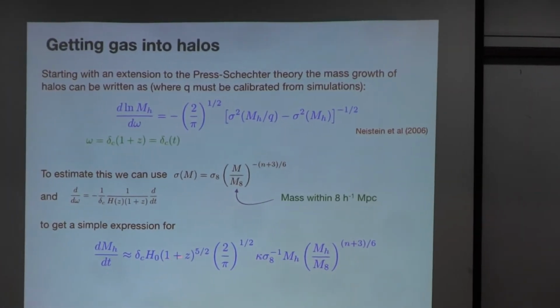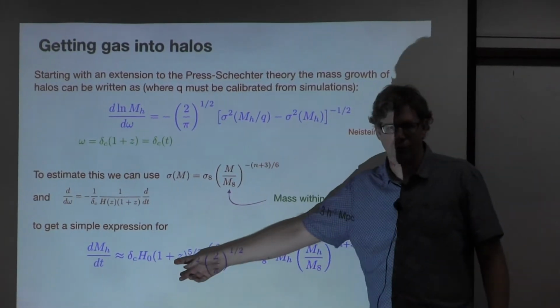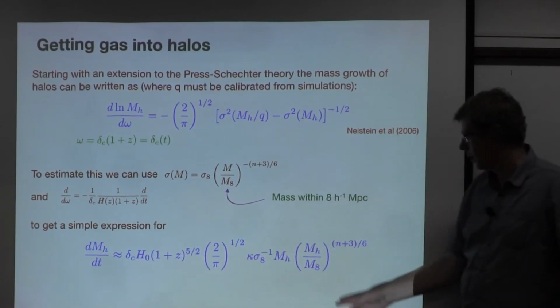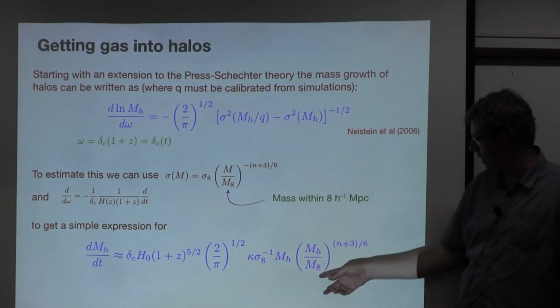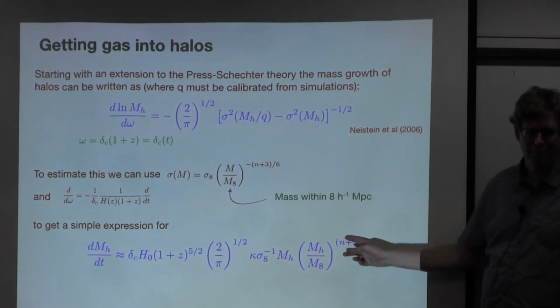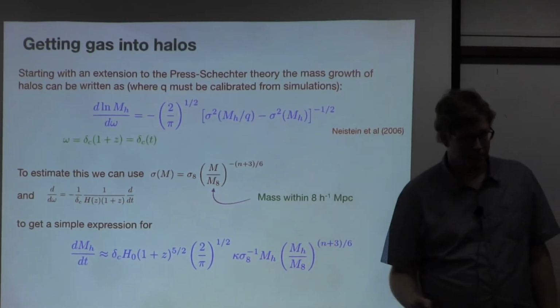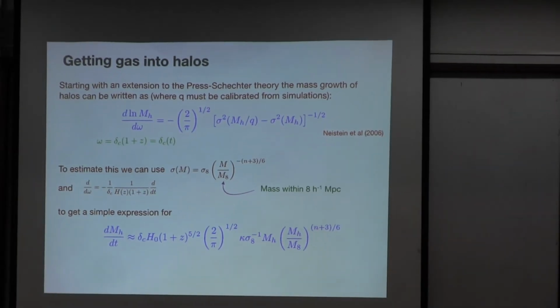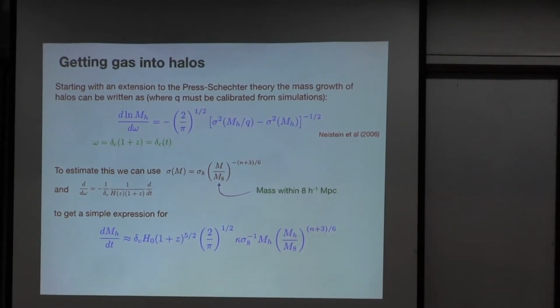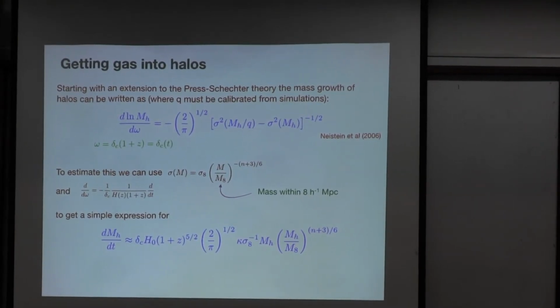Okay. And it has a few features. It goes as 1 plus z to the 5 halves. And it goes as the halo mass to 1 plus some small number here, depending on the power spectrum. So this you can all do. It's just what we did in the morning. There's nothing very magical about it. It's only boring arithmetic.